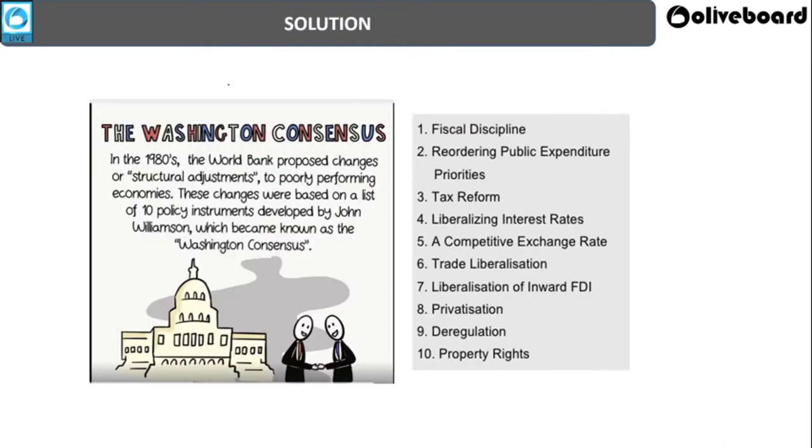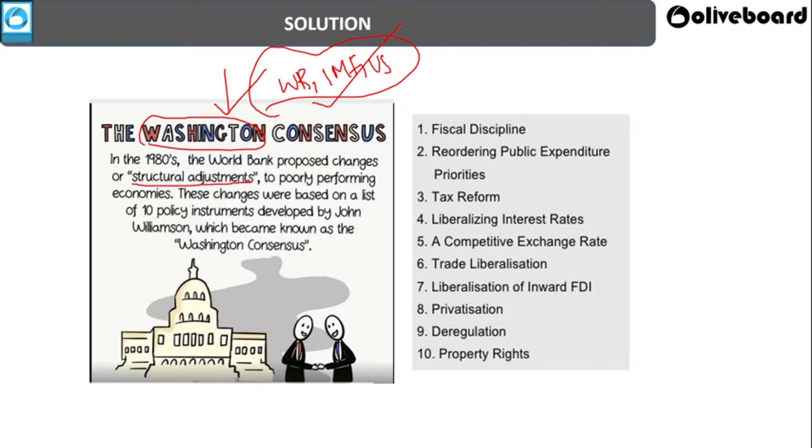The World Bank proposed it. So this Washington Consensus is very important. Remember that this is a consensus that was achieved by a group of bodies which had their headquarters in Washington, and that is the reason it got its name as the Washington Consensus. Which were the entities involved? One was the World Bank, the other is the IMF, and the next is the United States. These three, the US government, all of them together came up with this Washington Consensus, and they introduced structural adjustments to poorly performing economies, which included 10 policy instruments. Remember, the person who came up with the Washington Consensus is John Williamson.